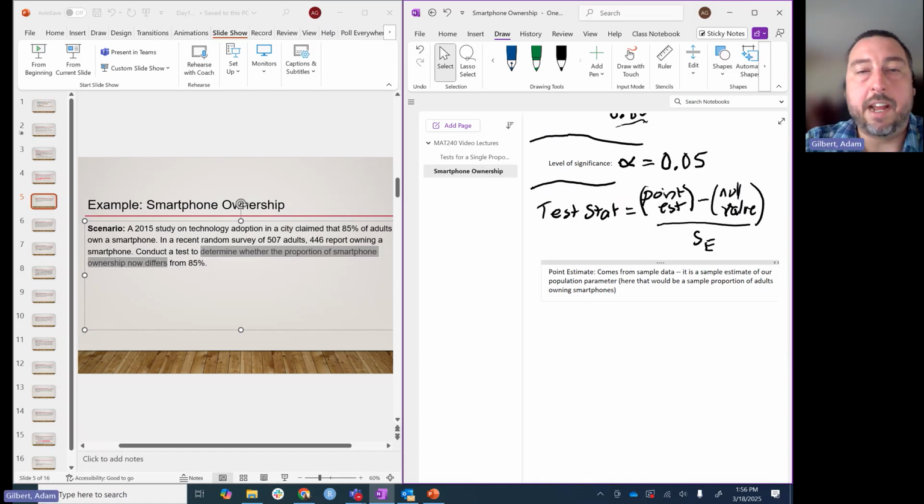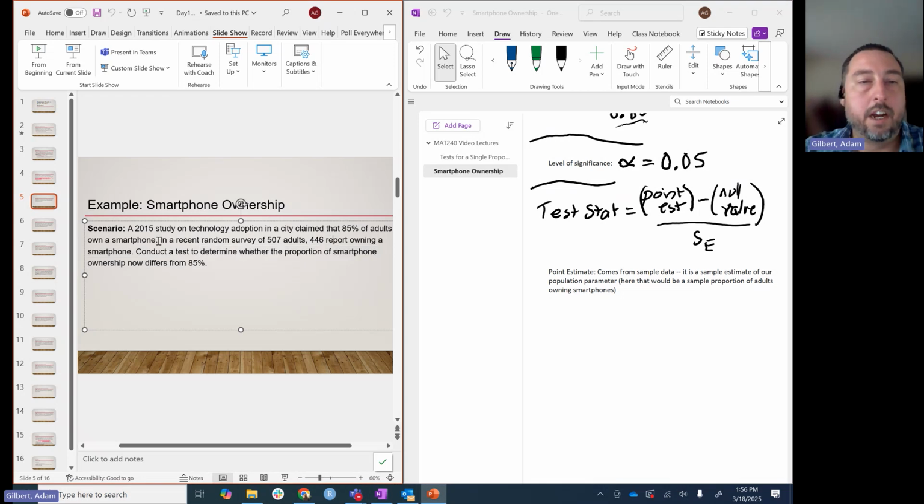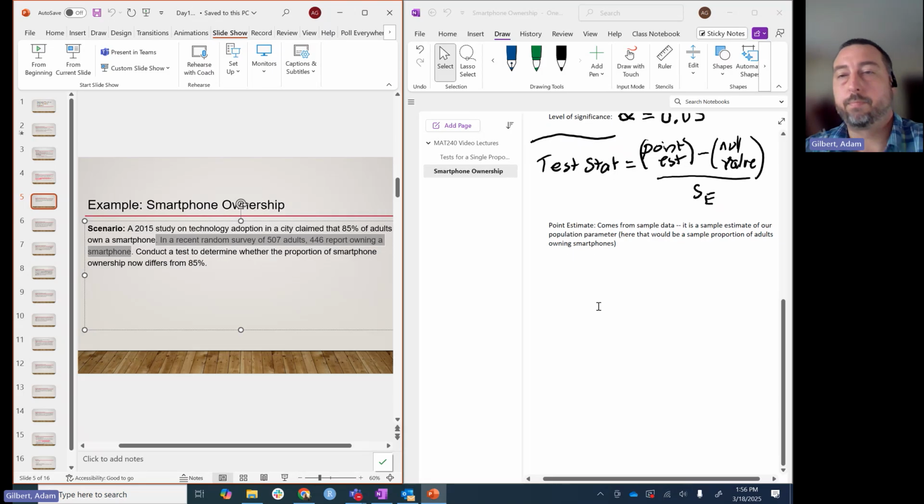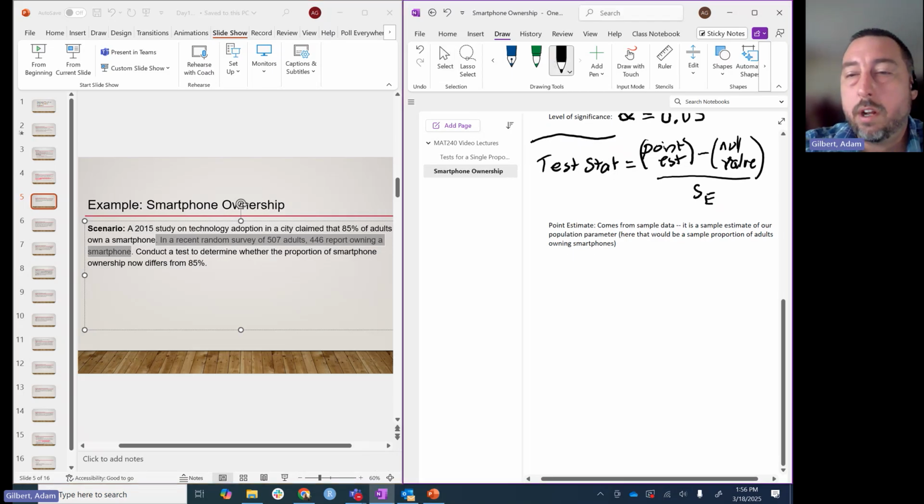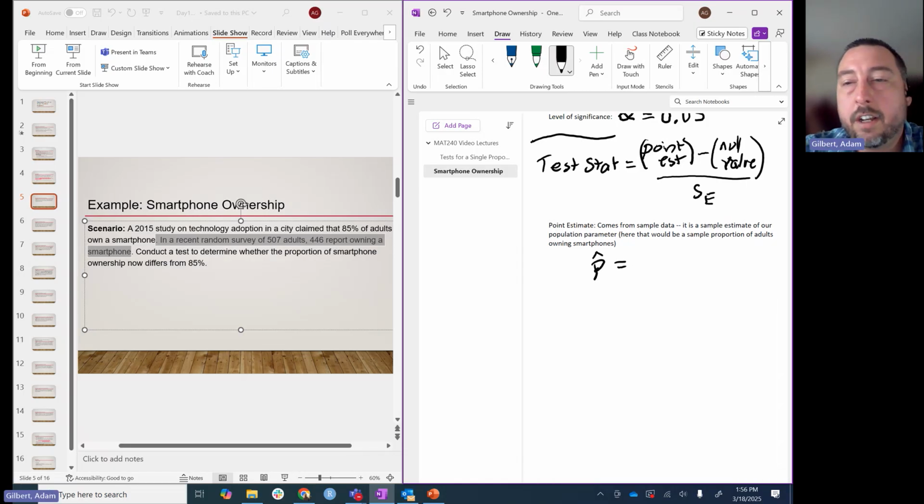And in the problem at hand, I think we have enough information to calculate that. We have some information about a recent sample we took. In that recent sample, there were 507 adults, so that's our sample size, and 446 of them owned a smartphone. So we can identify that sample proportion. We can call it p-hat if we want, or just p, whatever your preference is: 446 over 507.